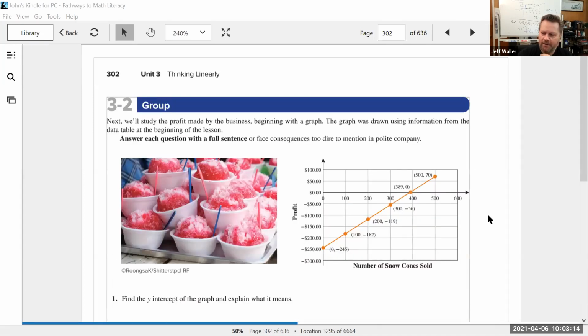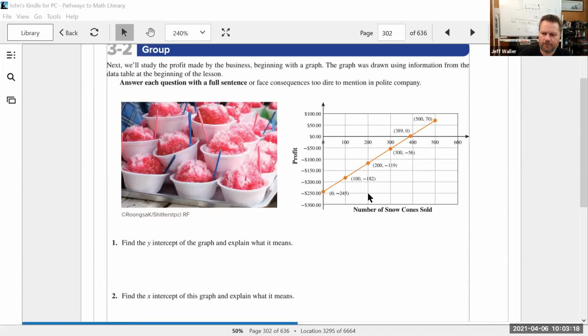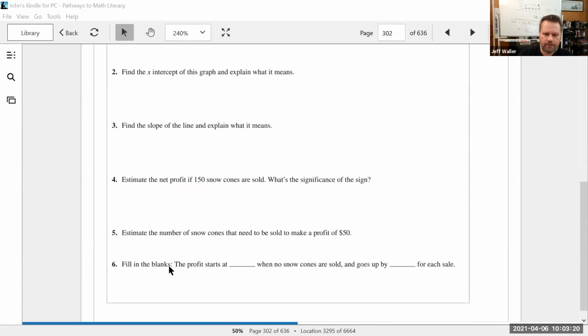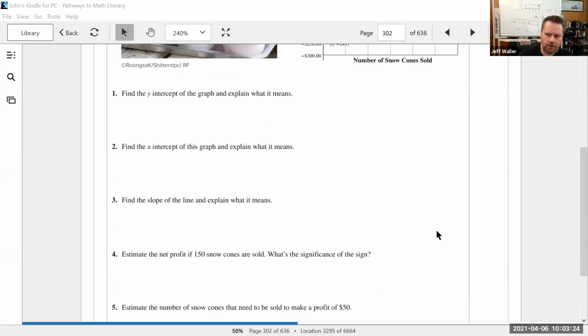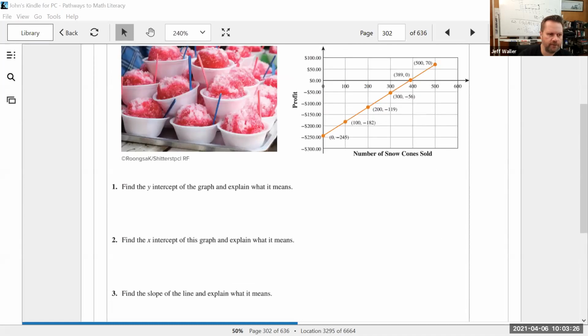All right, here's where it happens. Fill in the blanks. The profit starts at what when those snow cones are sold? So what's the profit start at? Negative 245. Good. So the profit starts at negative 245.